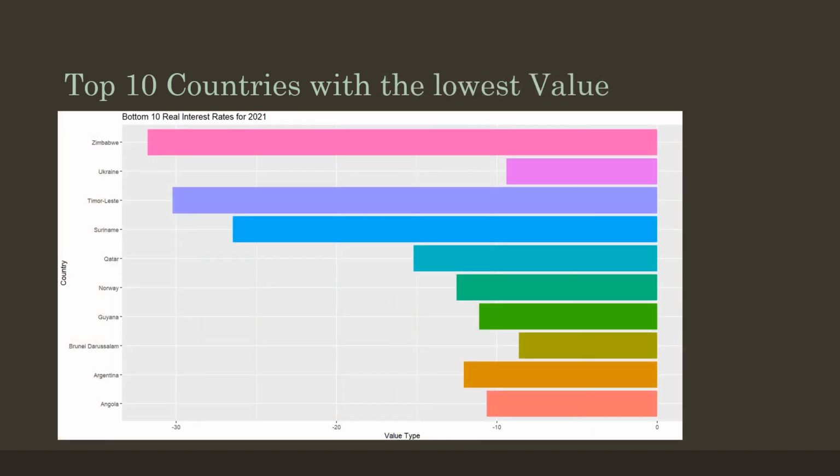This chart represents the top 10 countries with the lowest value. This chart is being used to display and compare the relative size of the top 10 countries over the year of 2021.